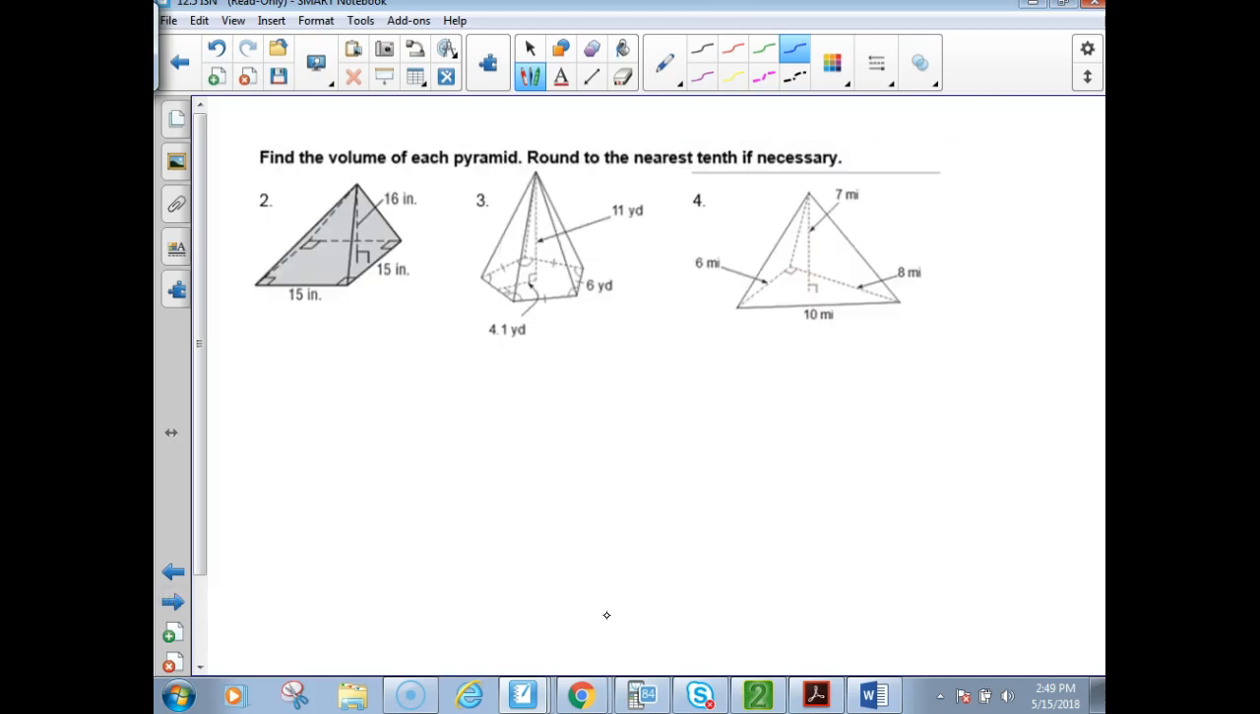Second example, find the volume of each pyramid, round the answer to the nearest tenth if necessary. Okay, the base of this pyramid, which is oblique, or leaning, base area would be 15 times 15.